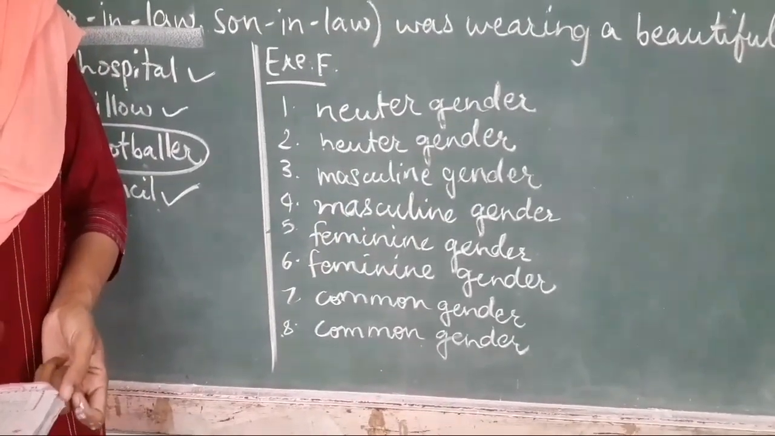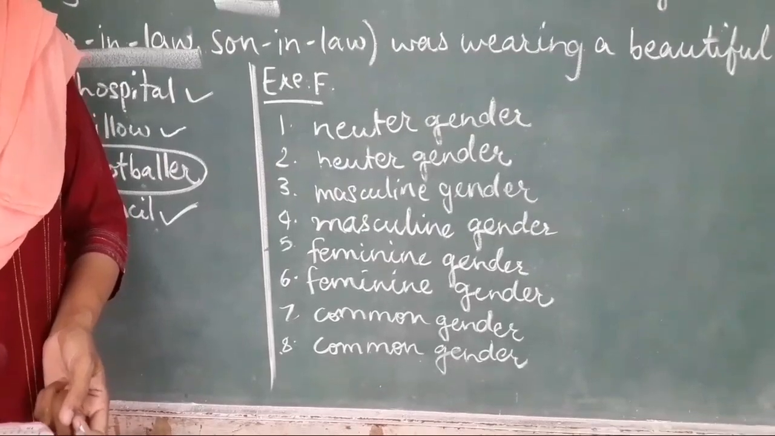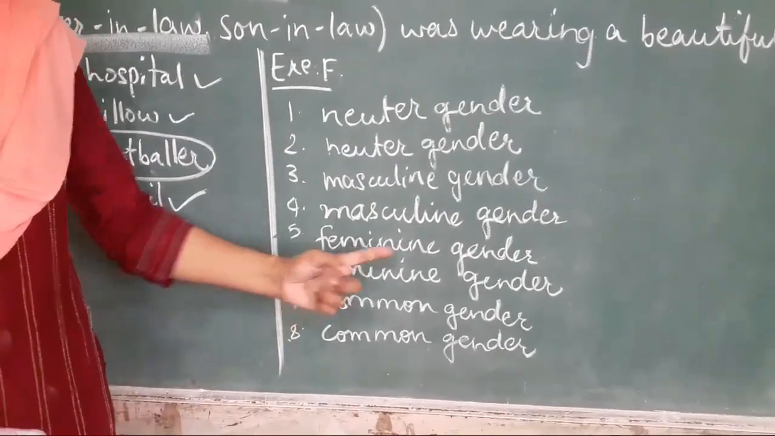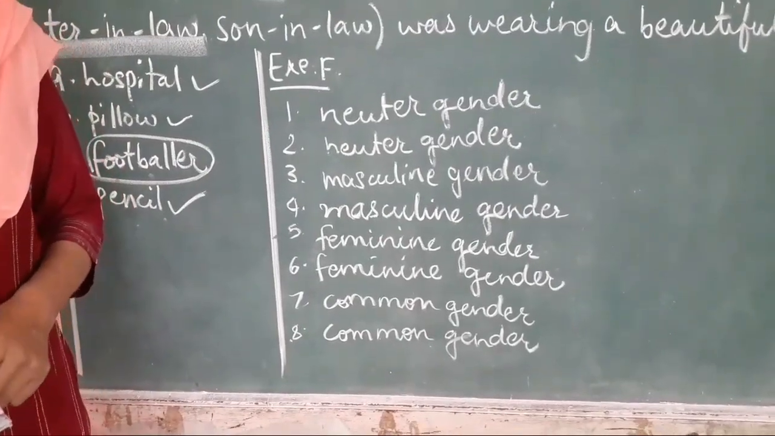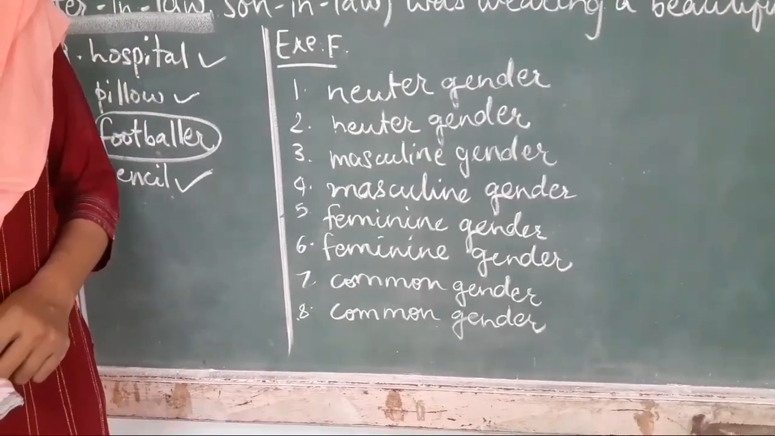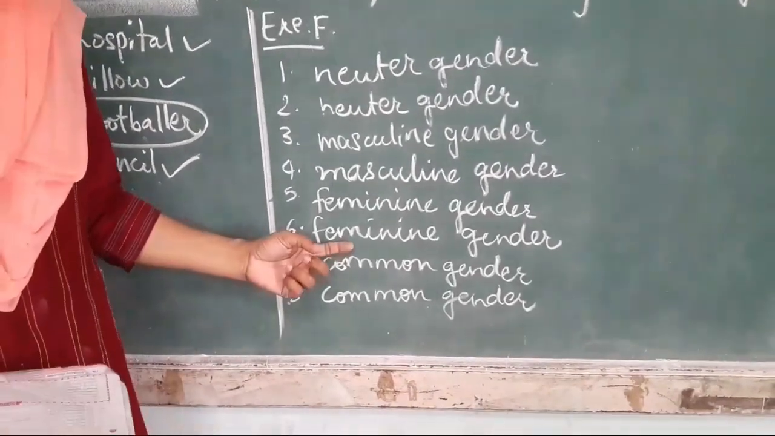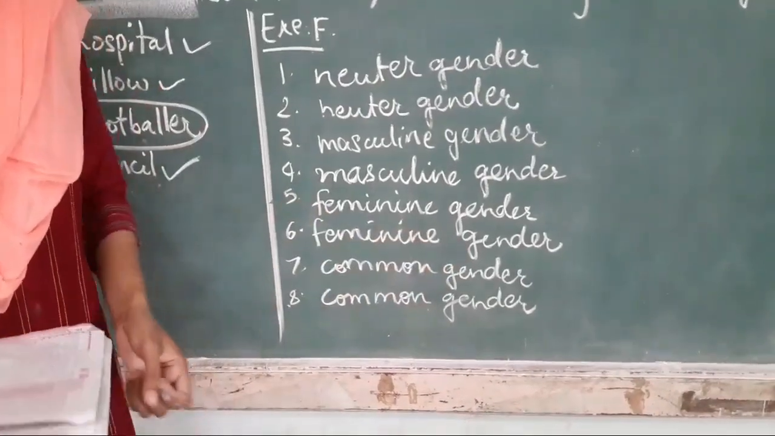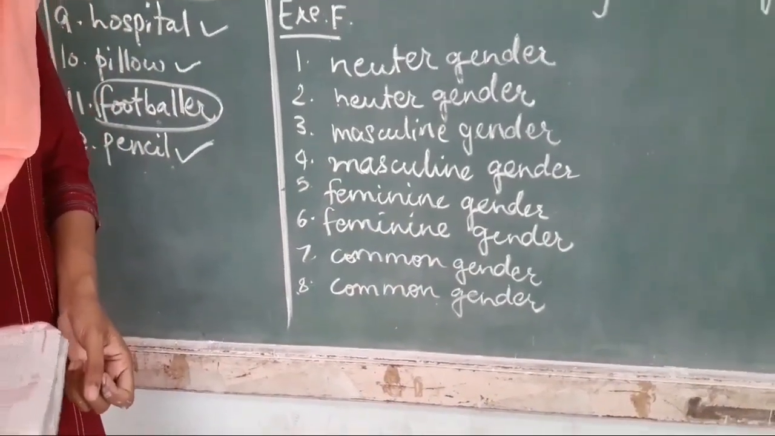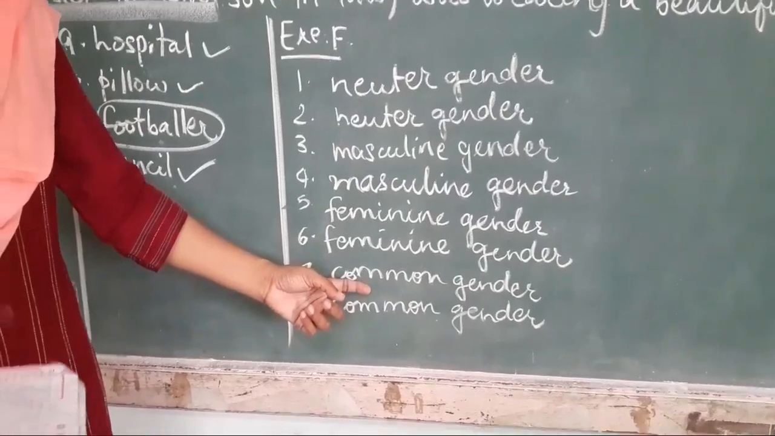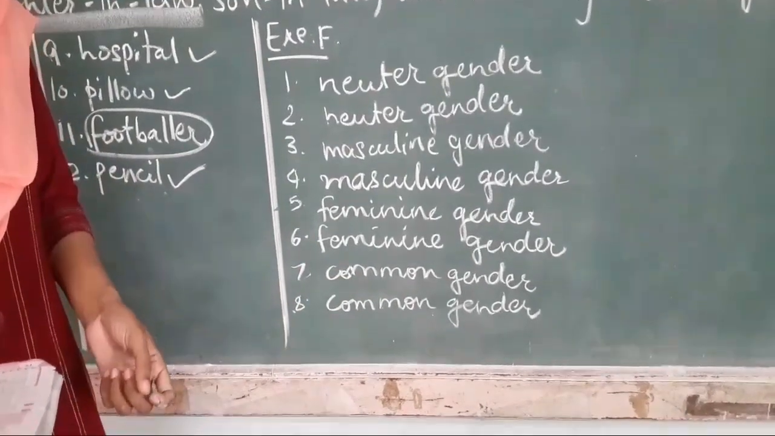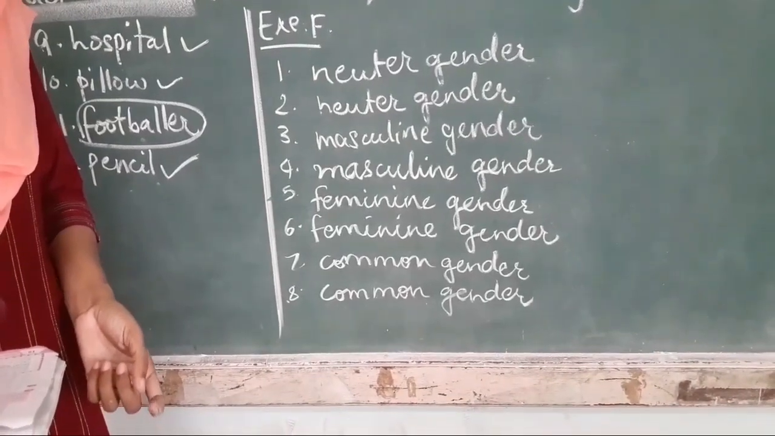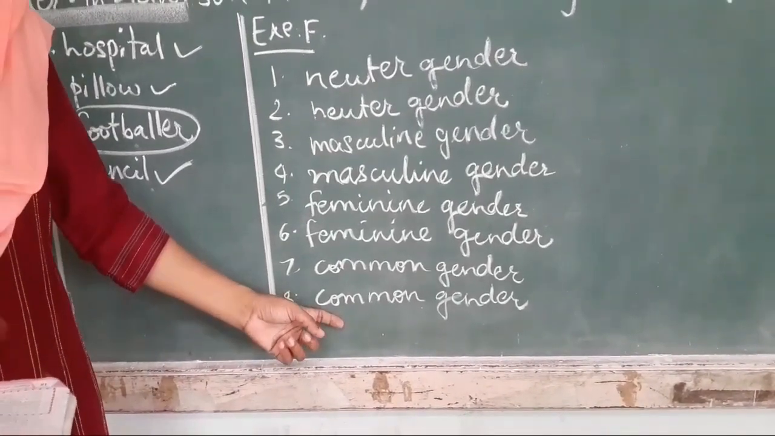Fifth one. The hunter saw a filly and was thrilled. Now filly is a feminine gender. Sixth one. The priestess offered special prayers for the flood victims. The word priestess is feminine gender. Next one. The tutor was very strict. Now tutor is a common gender. A tutor can be a male or a female. And eighth one. My companion was a knowledgeable person. Again it is a common gender.